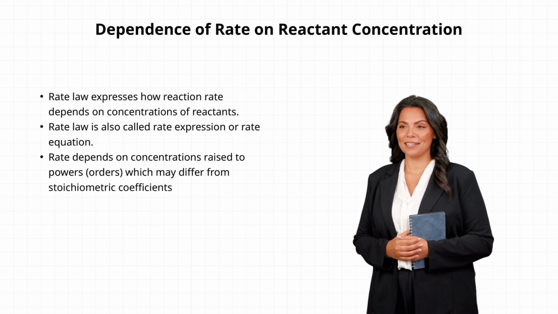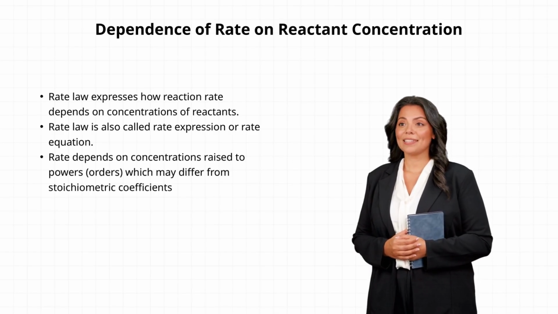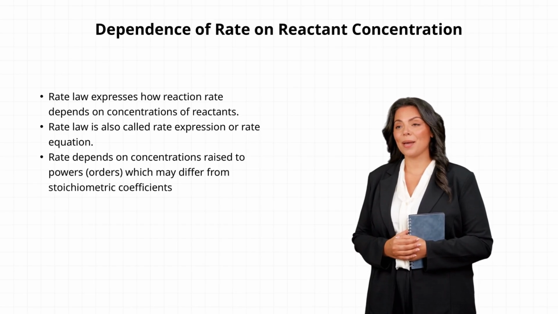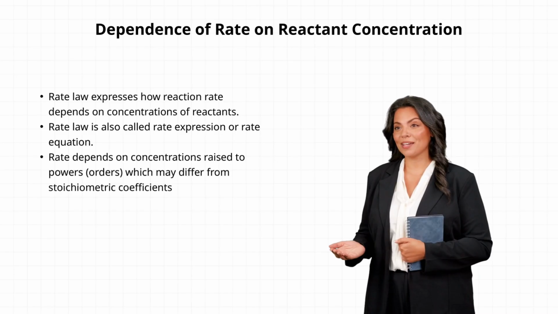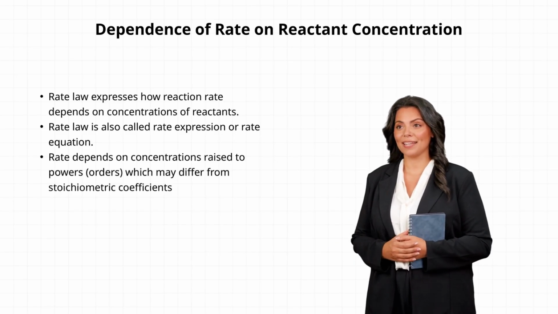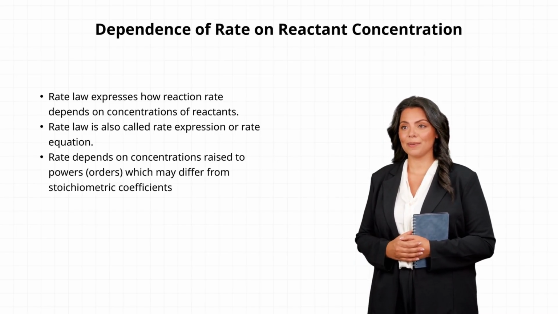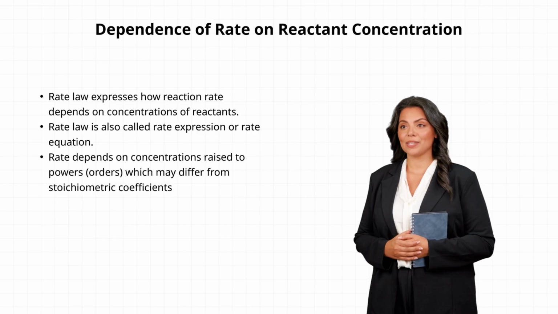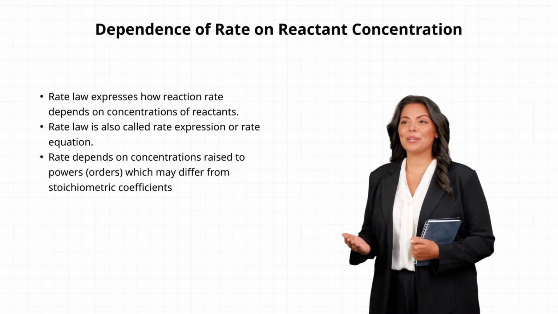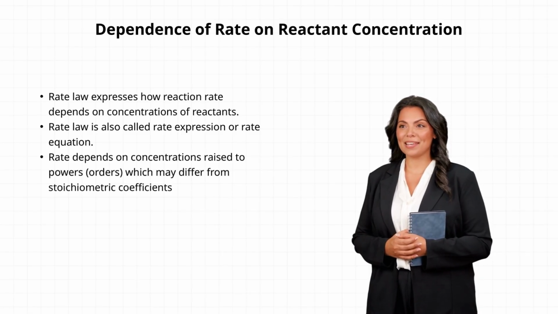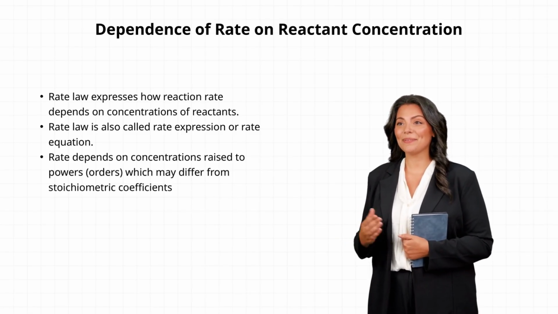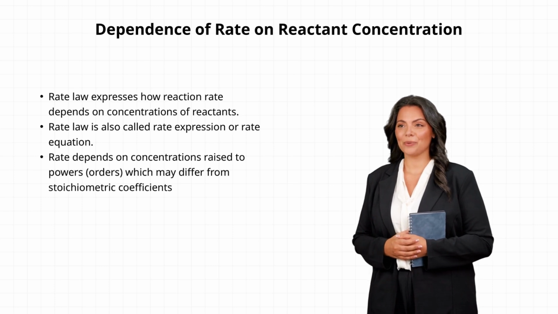But here's the twist. The powers to which these concentrations are raised, called reaction orders, don't always match how many molecules you see in the balanced equation. Just like in cooking, sometimes you need double the spice for just a little taste change. We'll discover how each reactant concentration contributes to the rate, which helps us predict and control reactions effectively. Ready to see the magic formula?